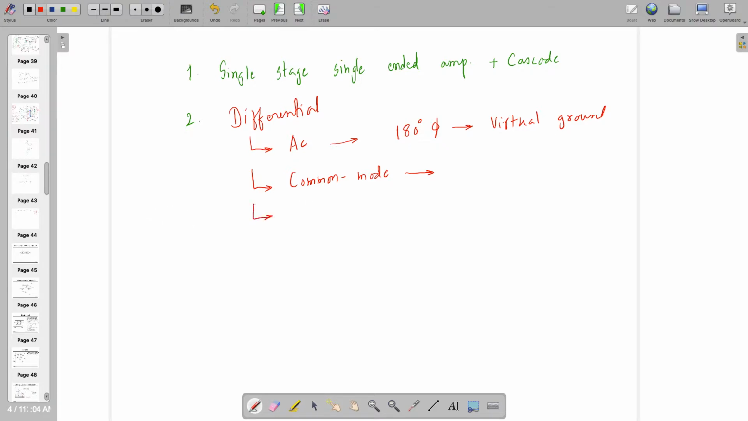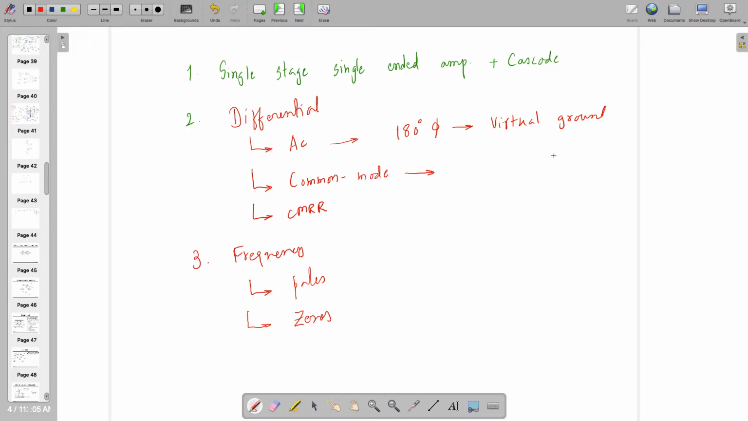And other than that, we studied CMRR, which is the ratio of these two, and we also studied frequency response. In frequency response, we studied that as many effective capacitors as you are going to see, that many poles will be there, and zeros depend on how many capacitors are creating an input to output transmission, and that is the zero, right?